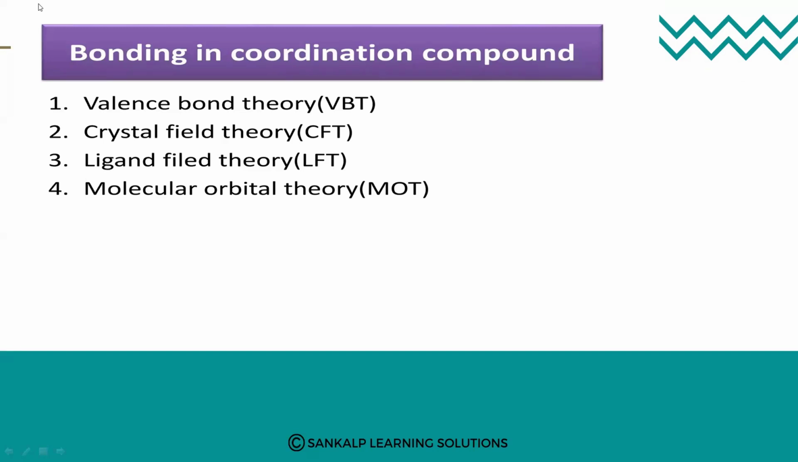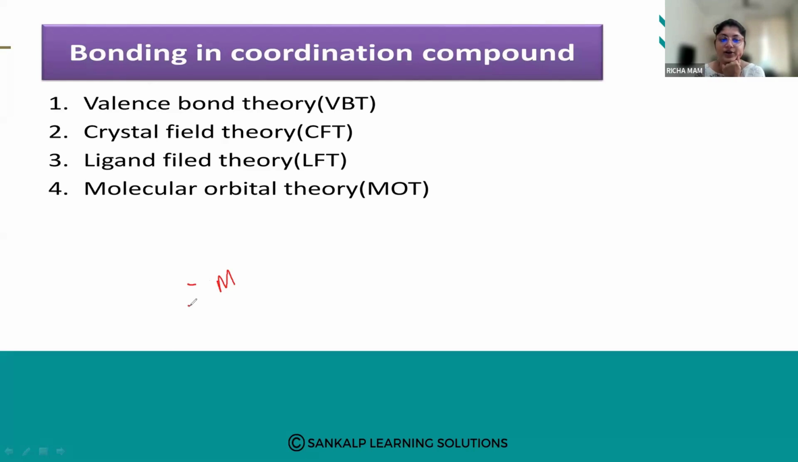Fine. So today we are going to start a new topic, that is bonding in coordination compounds. What do you mean by bonding? Bonding means how the metal and the ligand are bound. We know that in the center, a metal is present, and around it, depending upon the number of ligands, it forms its structure.